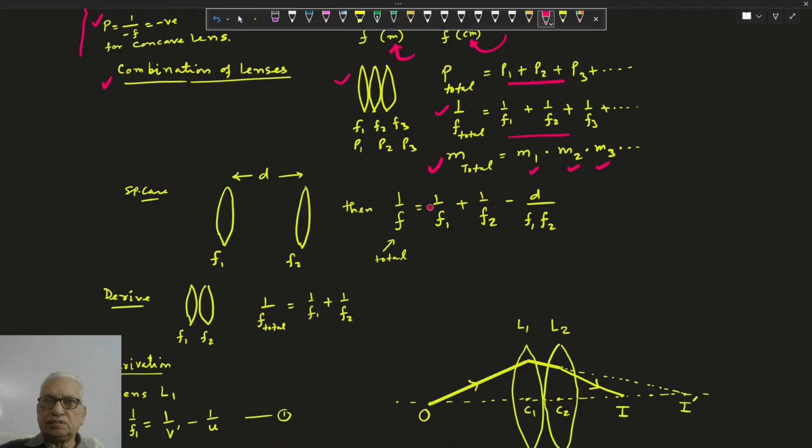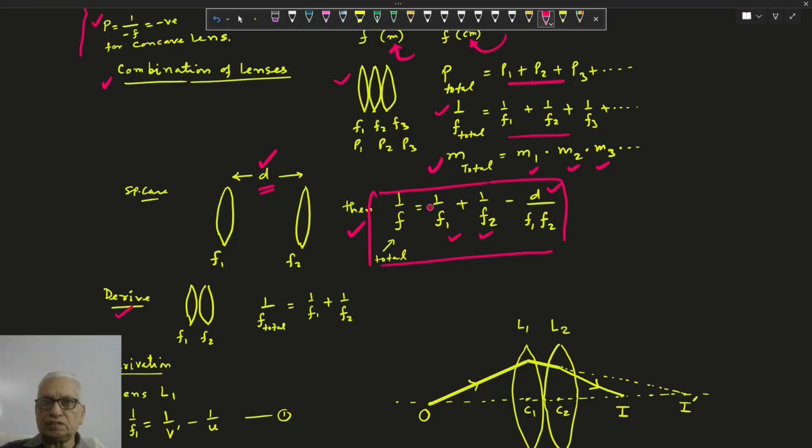Suppose there are 2 convex lenses, focal lengths f1, f2, separated by a distance d. Then the effective focal length formula will be 1 upon f equal to 1 upon f1 plus 1 upon f2 minus d upon f1 f2. So this is the power formula, P is the reciprocal of focal length. So P is equal to P1 plus P2 minus d P1 P2. Here d is the gap between them. We have to derive this formula.